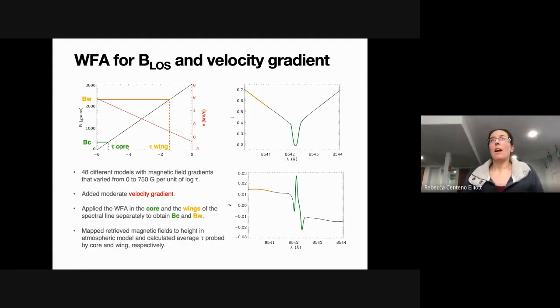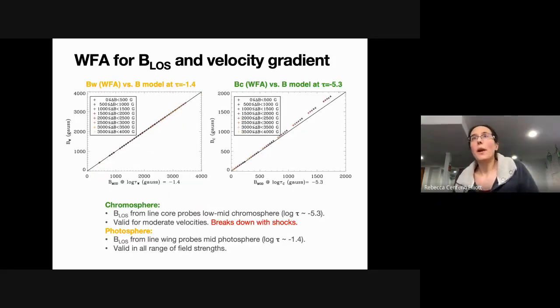To get a sense of how good the results were, this is the same plot as earlier, but in the case of velocity gradients. What you can see is that the results are qualitatively and almost quantitatively the same, meaning that in the presence of moderate velocity gradients, the weak field approximation is still valid and one can still apply it. It does break down when you have velocity discontinuities, larger velocity discontinuities or shocks at certain heights in the atmosphere.